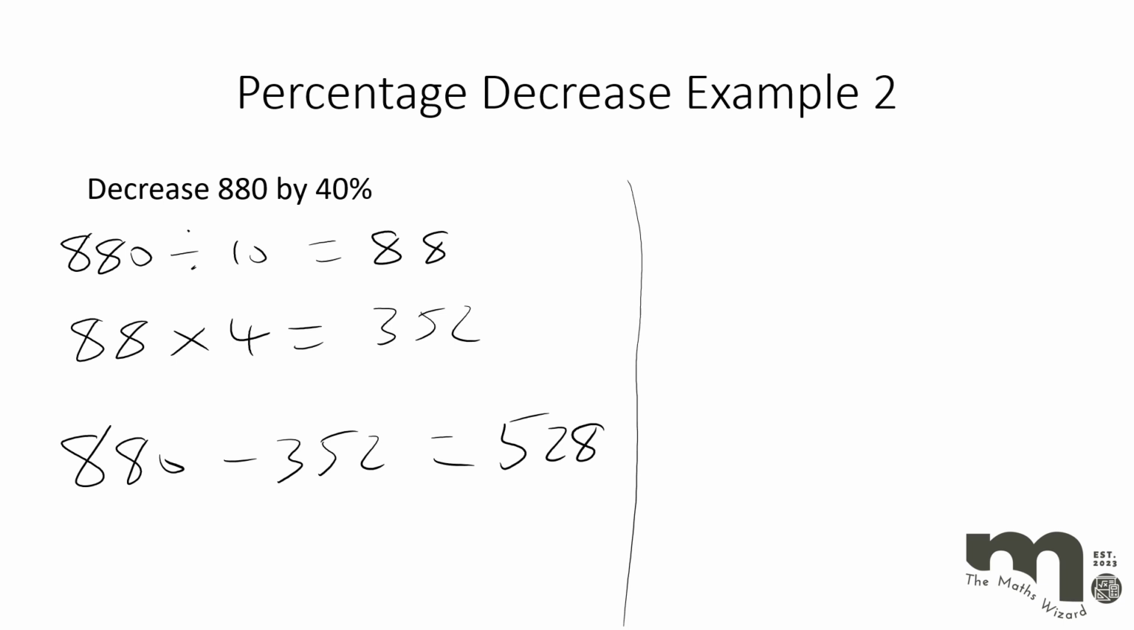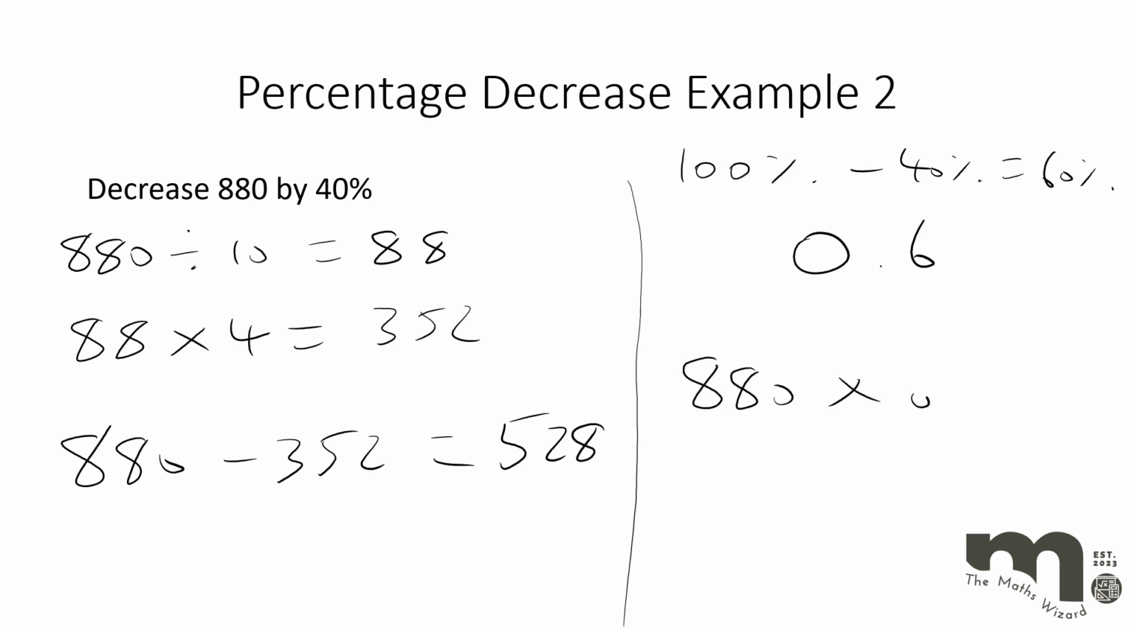But if it's on a calculator paper, it's a good idea to get your head around these multipliers. So here your 880 is that 100%. Take 40% away, and we're left with 60%. Our multiplier for 60% is 0.6. So now all we've got to do is 880 times 0.6, and that would get us straight to our 528. So, like I said, try and get your head around these multipliers if you can, because it will help with some of the more challenging percentages content.